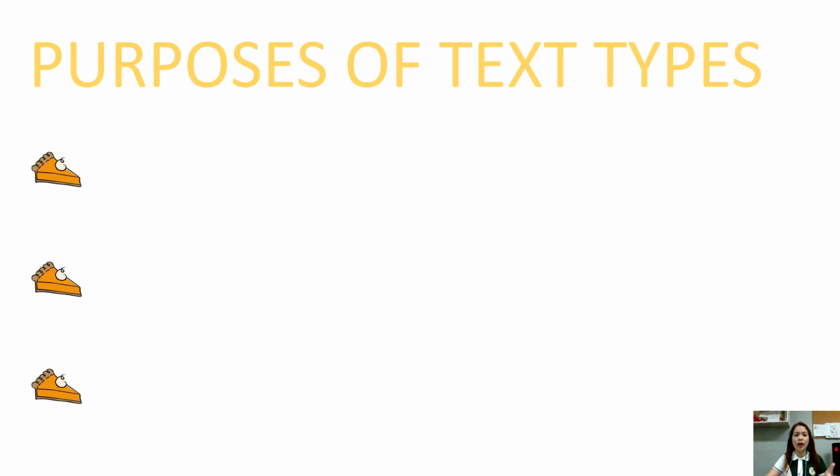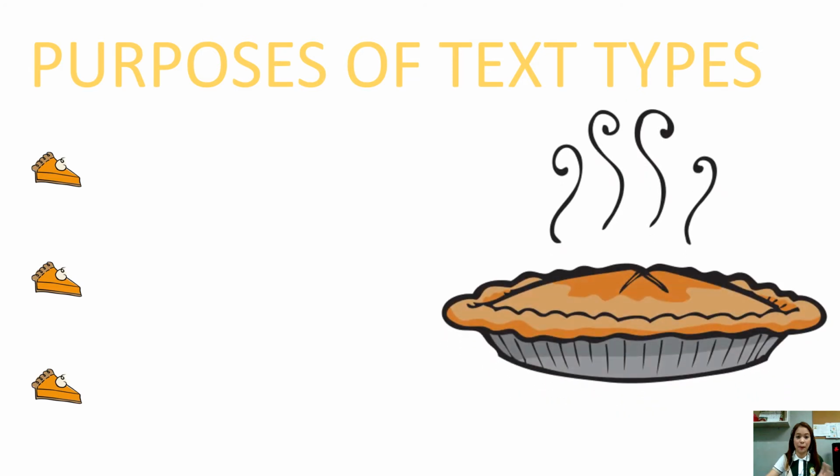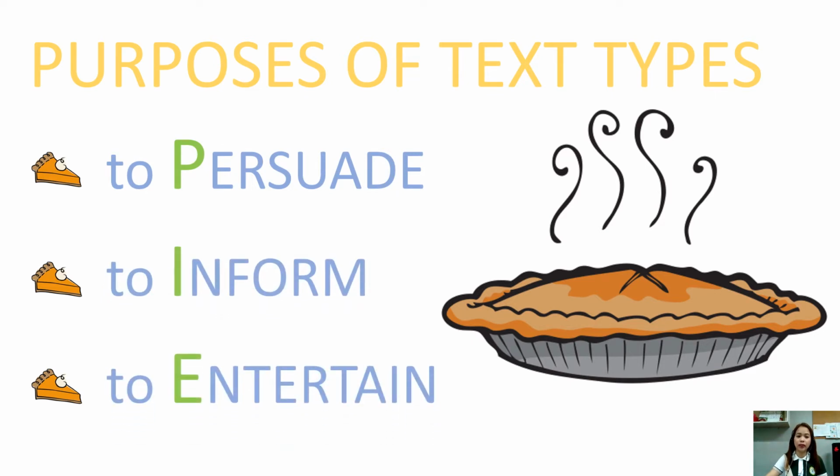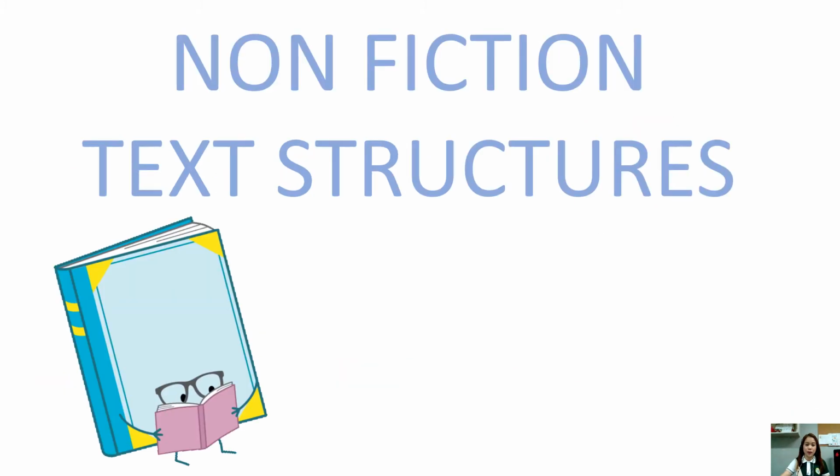So, what are the purposes of text types? Remember PIE: to persuade, to inform, and to entertain. Okay? So now, let's talk about the nonfiction text structures.